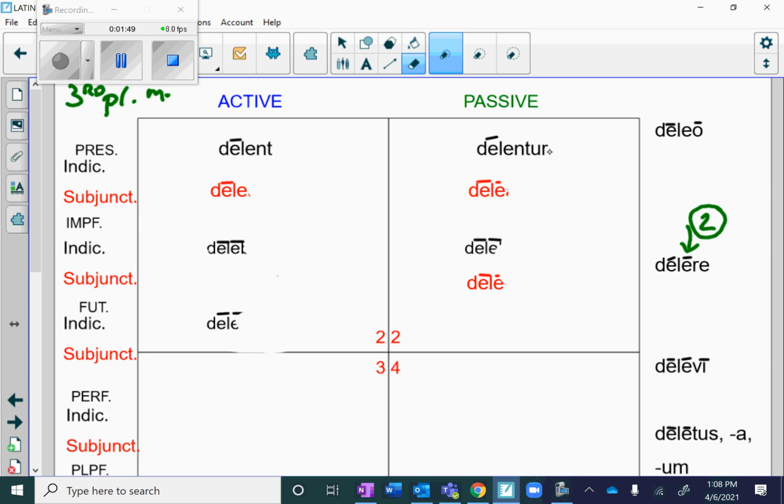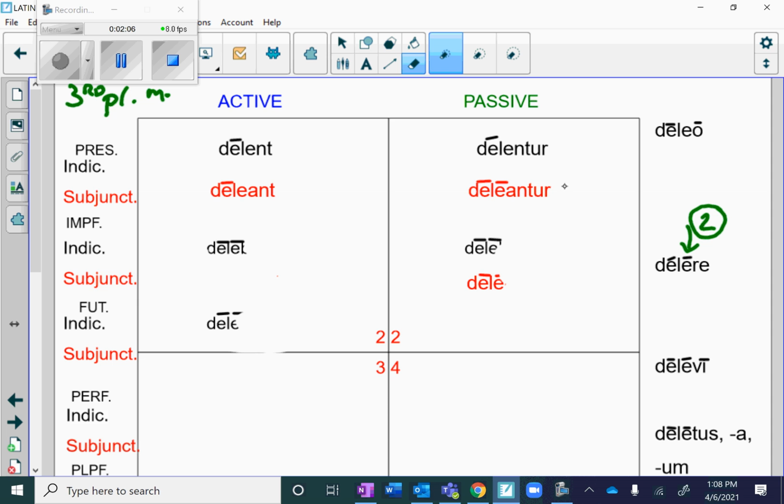For the present subjunctive, we remember we're in the second conjugation. We fear a liar, so we're using the fear. So we use the EA and then tack on the ending, NT. Again, the EA, we fear a liar, and the ntur.